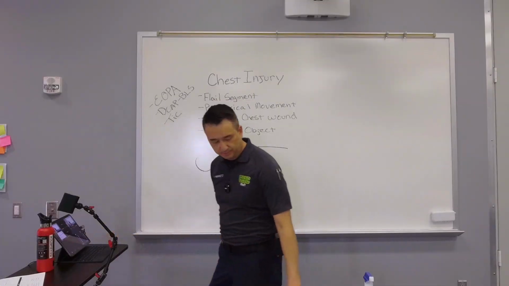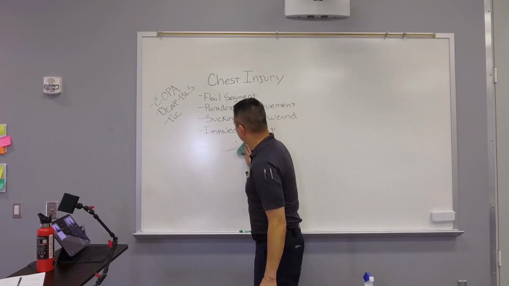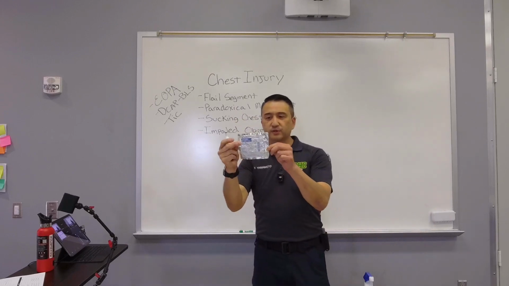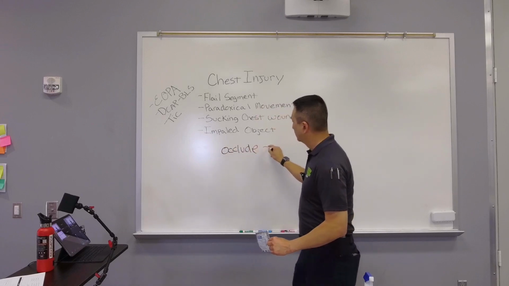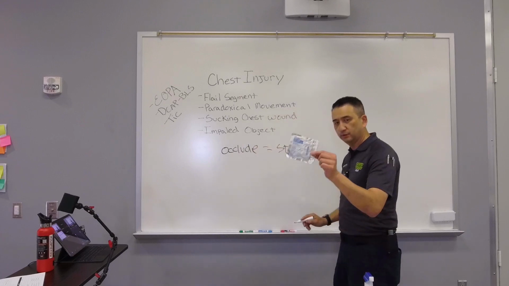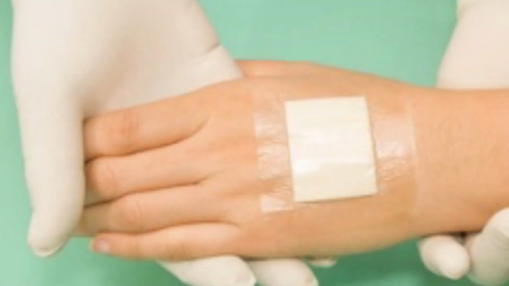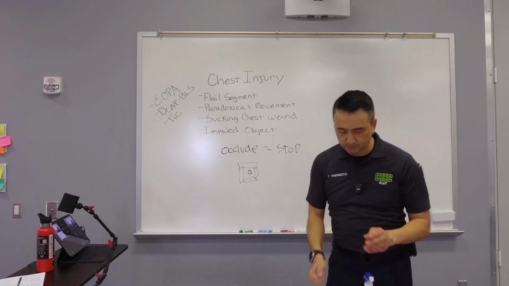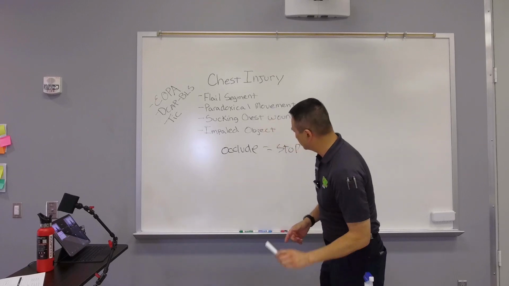So a vented chest seal, what is that? It's going to look like this. This is going to be an occlusive dressing. So when we take a look at the word occlude, that means to stop. So an occlusive dressing is a dressing that's sealed on all four sides. And the wound is right here in the middle. We seal it with tape. That is an occlusive dressing. It's sealed.